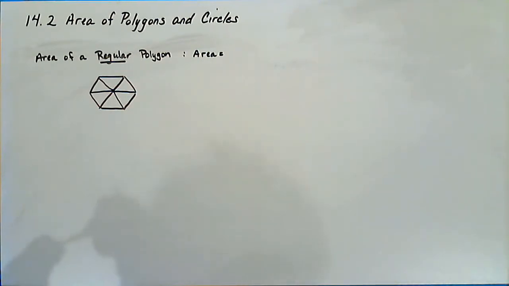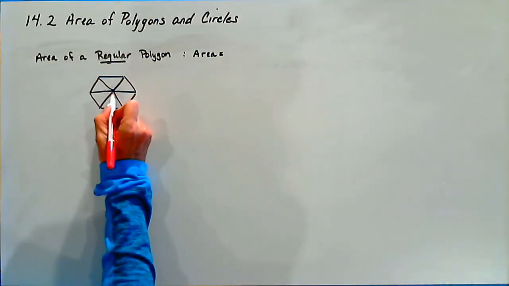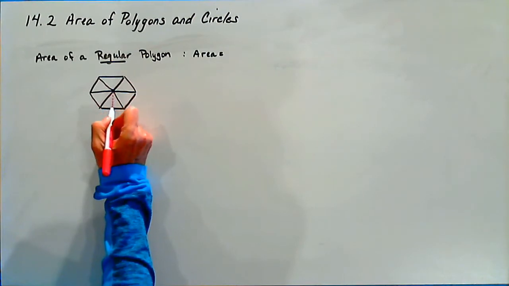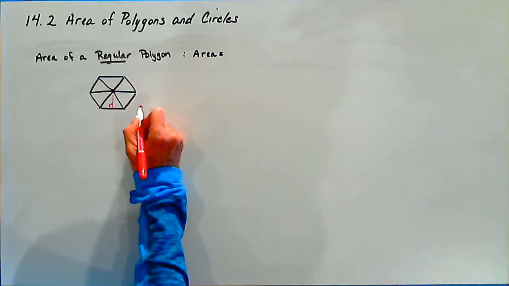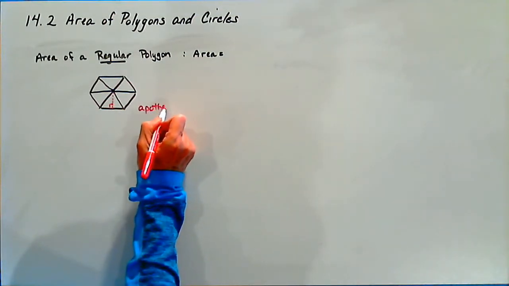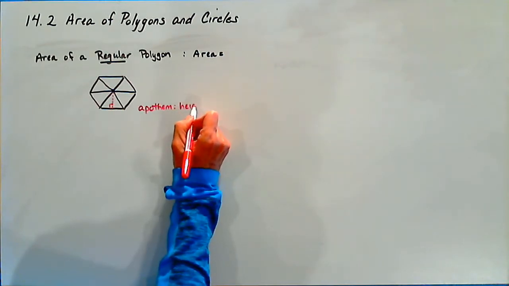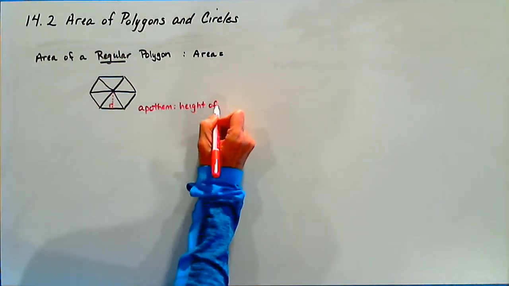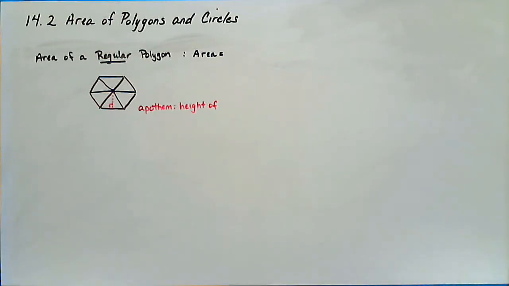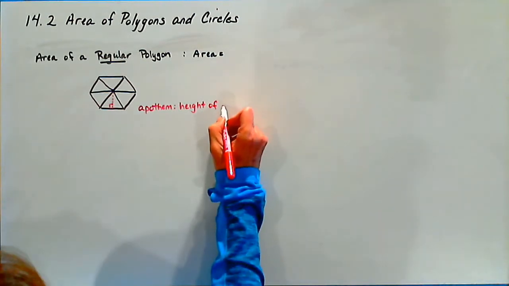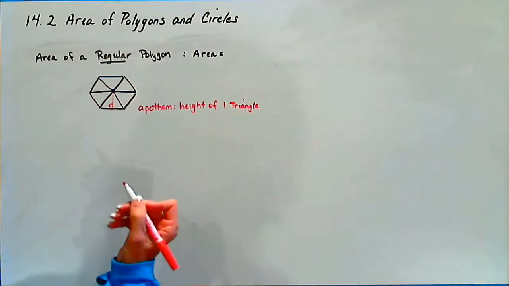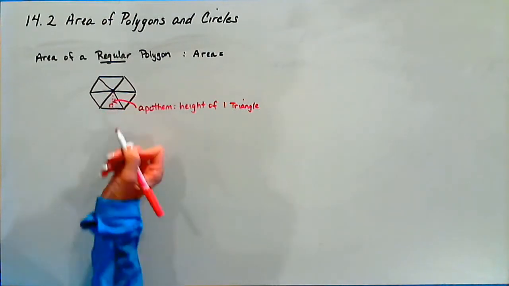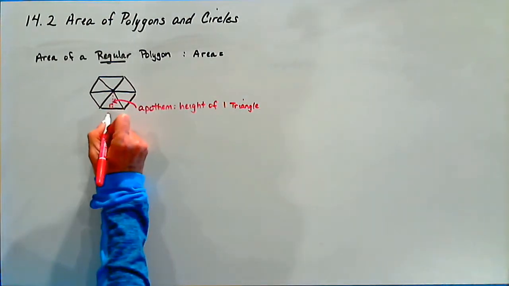Okay? Now, this is not a triangle, so I don't really call this base times height. So you can think of this height, that height is what we call the apothem. Apothem is the height of one of those triangles. Okay, so we call the apothem A. So that's the apothem. And then this is just one of the sides.